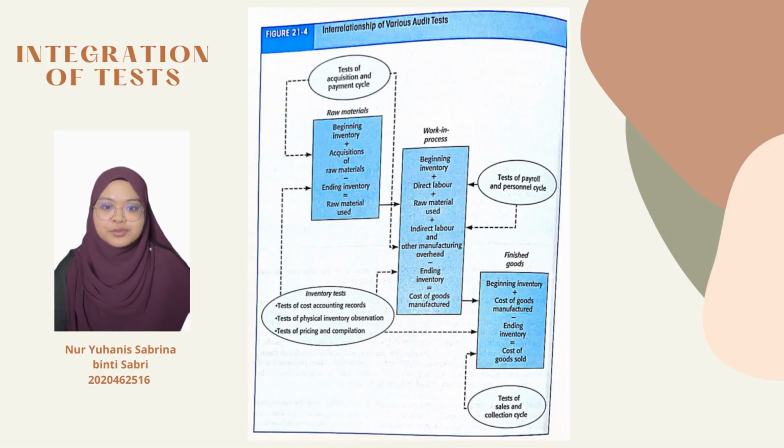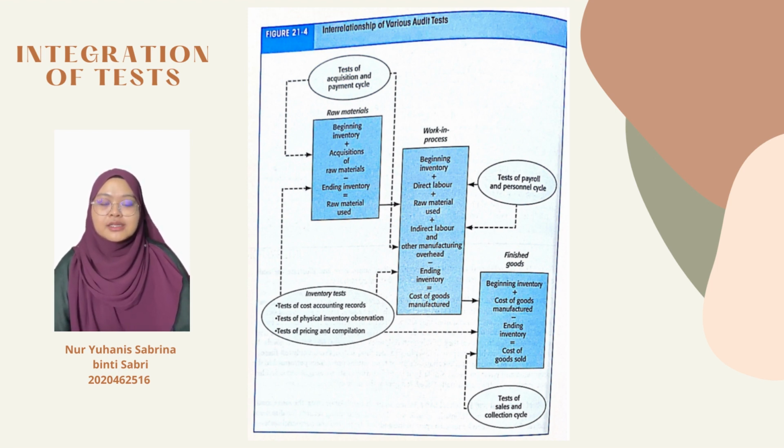Figure 21.4 shows the interrelation of various audit tests. Firstly, in order to calculate raw materials, there is also a test of the acquisition and payment cycle in the formula, which is beginning inventory plus acquisition of raw materials minus ending inventory. Ending inventory is calculated by using inventory tests, such as tests of cost accounting records, tests of physical inventory observation, and tests of pricing and compilation.